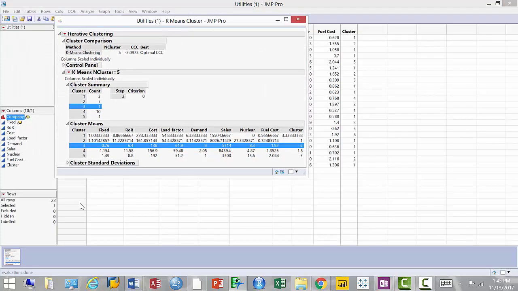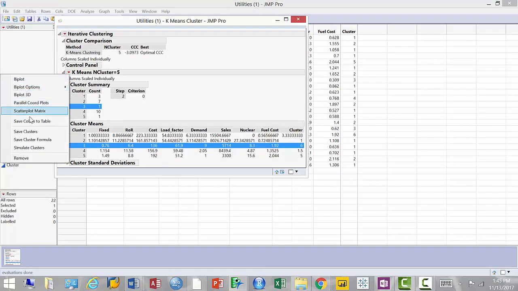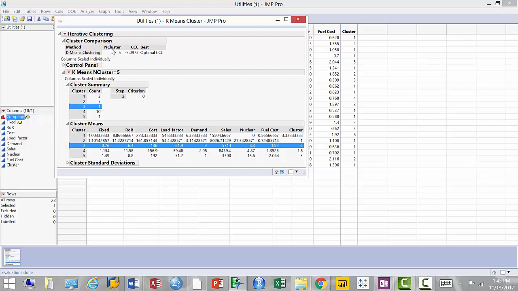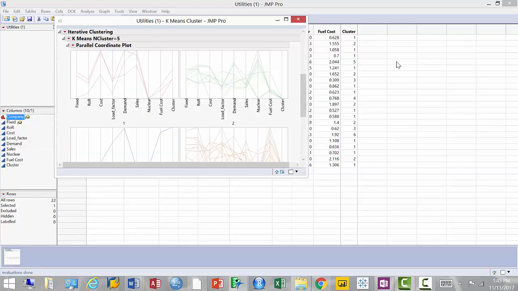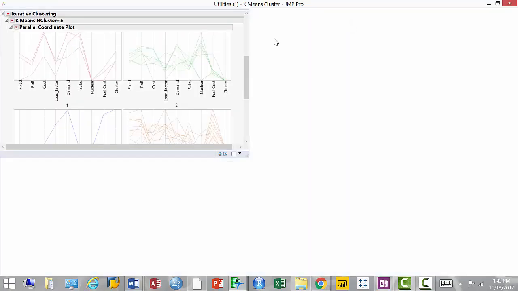Let's take a look. I believe I don't get the dendrogram. Let's see. Does it give me the dendrogram? No, it doesn't, right? Okay. Iterative clustering. No, I don't have a dendrogram, right? But I do have parallel coordinate plots, right? Well, we try to interpret that. It doesn't interpret nicely, right?